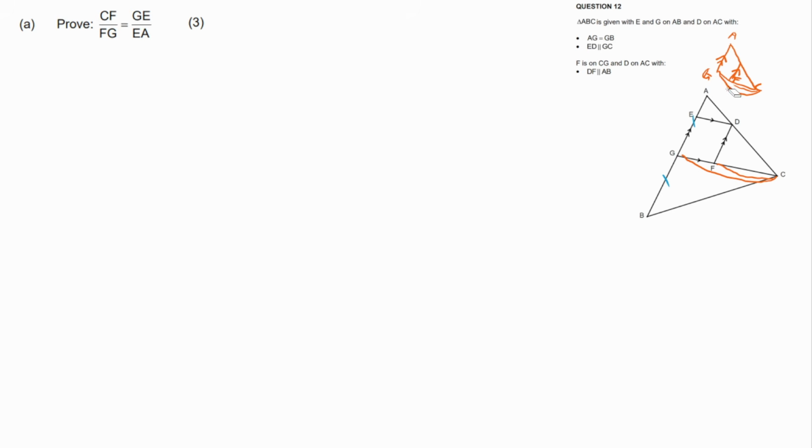Let me neaten up this diagram. I'll be right back. Okay, so we've got this diagram going for us now. So we know that we need to prove that CF over CG is equal to GE over EA.